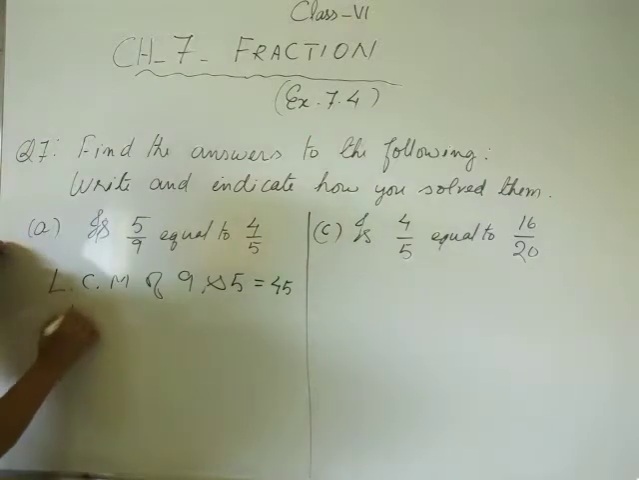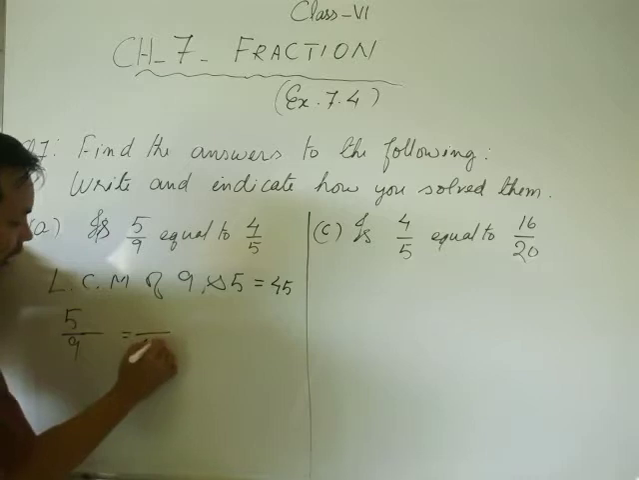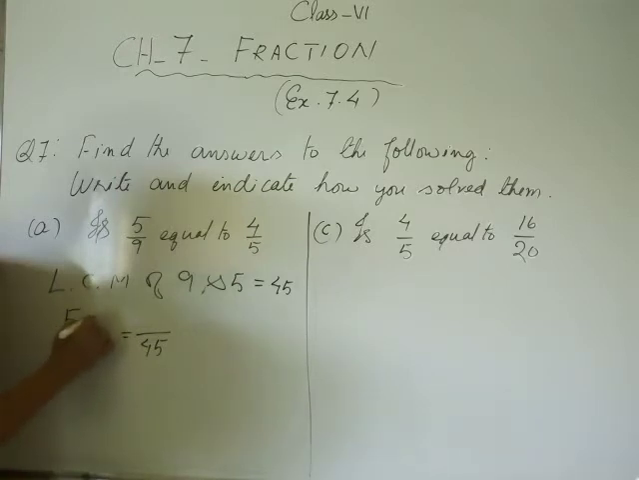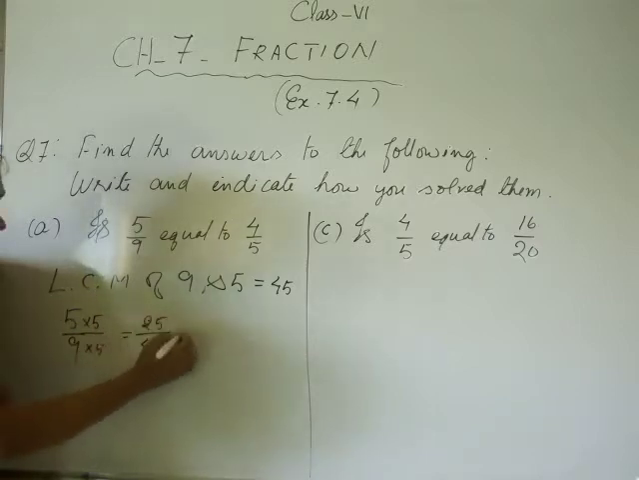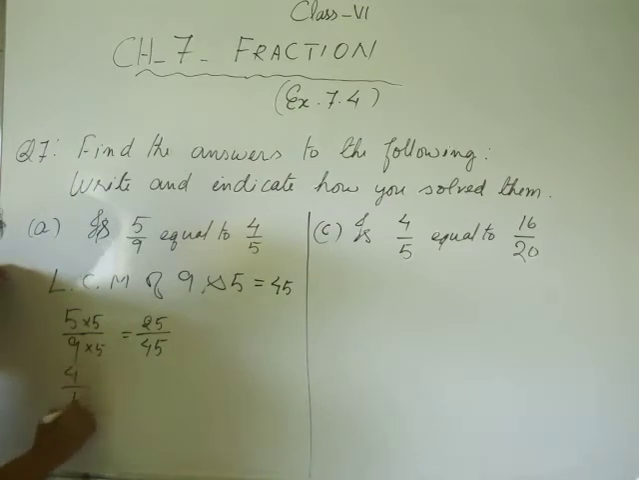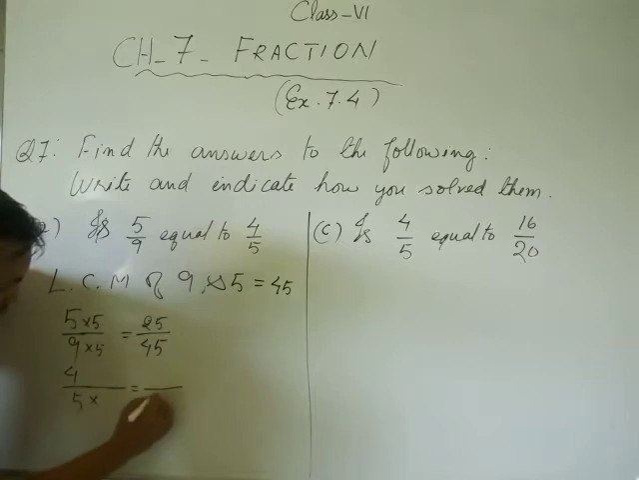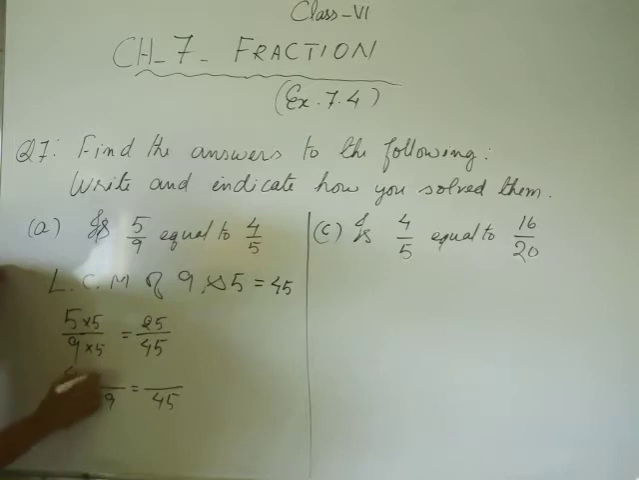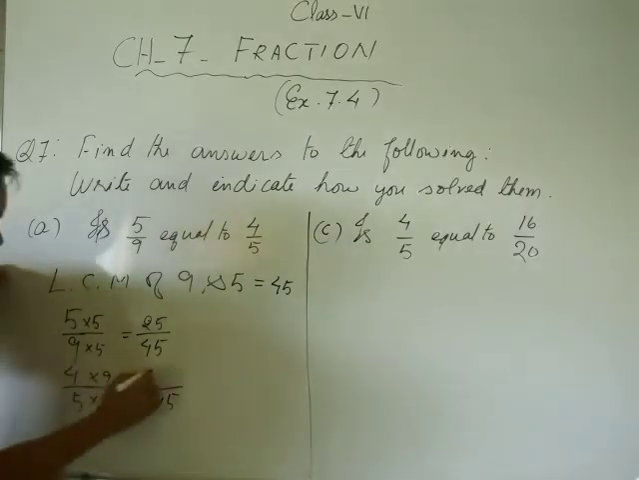Then we convert 5 by 9 into a fraction having denominator 45. What do we multiply by? 5. So here we also multiply 5: 5 times 9 is 45, and 5 times 5 is 25. Another fraction is 4 by 5. To get the denominator 45, we multiply by 9, since 9 times 5 is 45. So here we also multiply 4 by 9, which is 36.